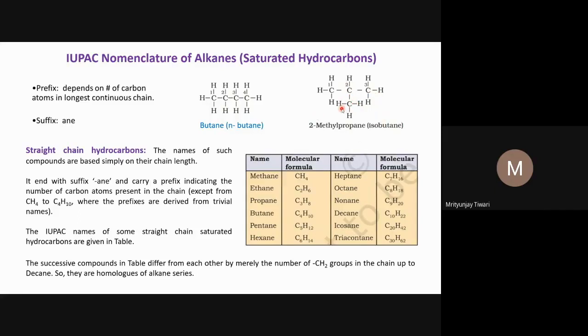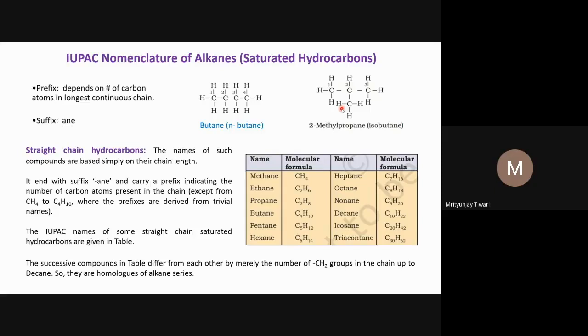So the names of straight chain hydrocarbons are very simple, and from the straight chain hydrocarbons later we will also see the branched chain hydrocarbons. The names of branched chain hydrocarbons are very important to note, because similar rules will be used for naming the organic compounds having functional groups as well.